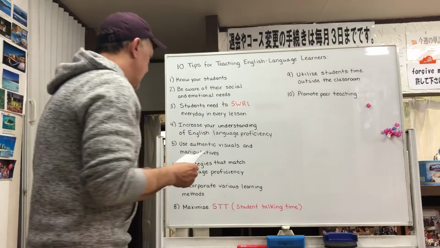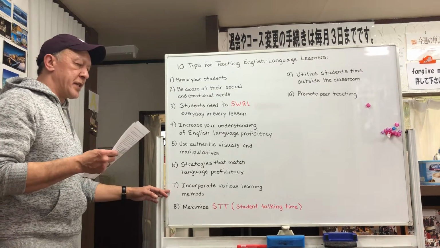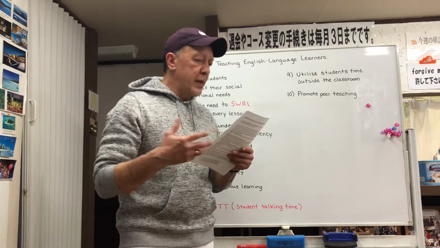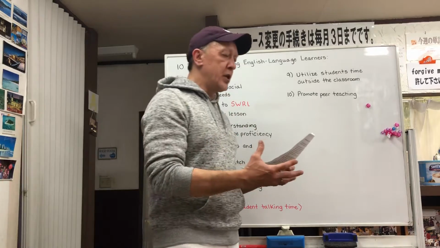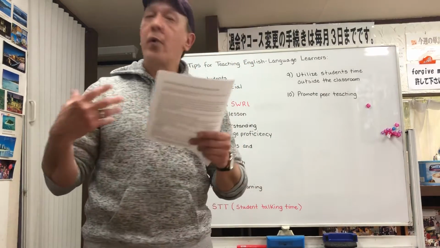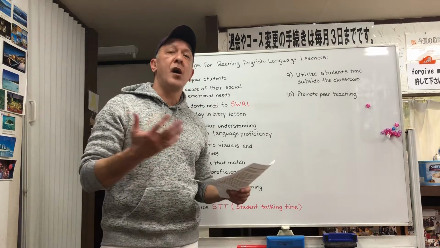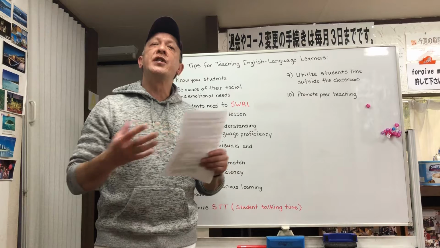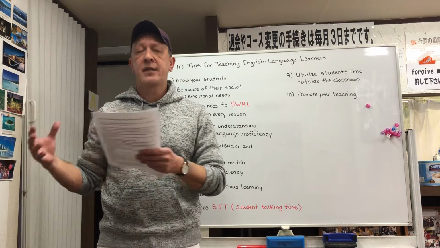Number 7, incorporate various learning methods. From time to time, generally, you will encounter various kinds of learners. Some that are visual learners, some that are auditory learners, and those who learn best through hands-on activities. This is most focused on the children that we teach here, but in some cases, case by case, adults as well.